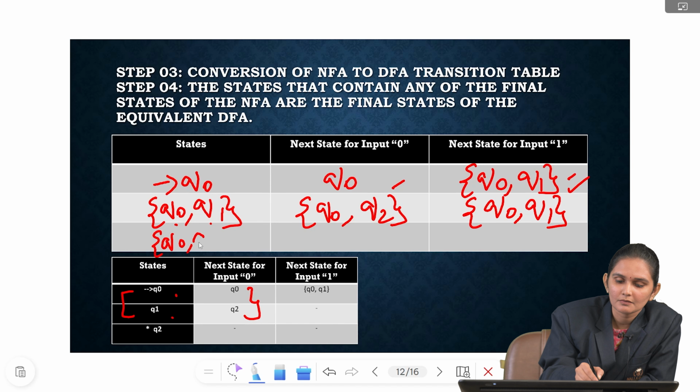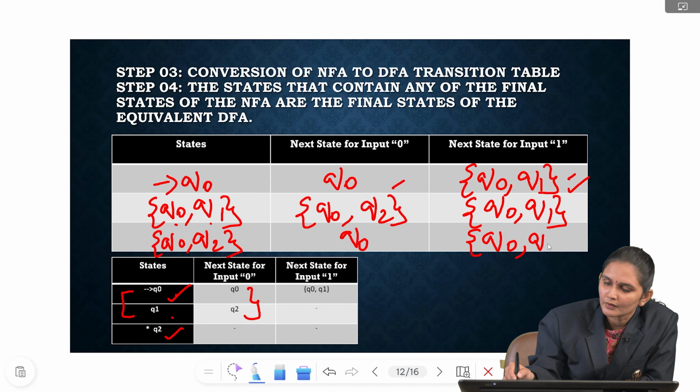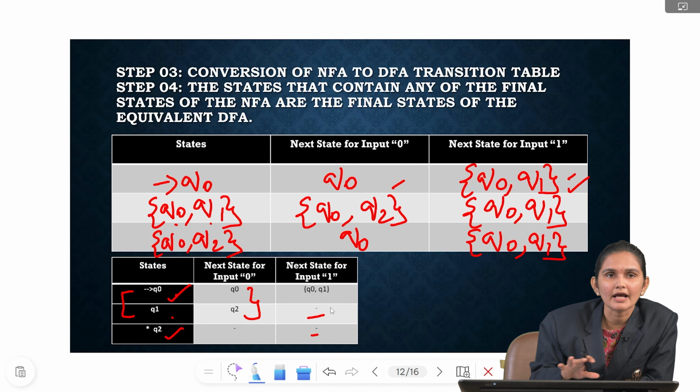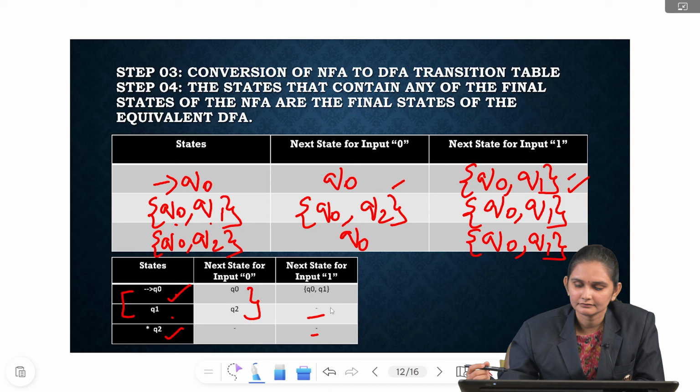Next, Q0, Q2. Q0, Q2 on 0, what is it becoming? Q0. Q0, Q2 on 1 gives Q0, Q1. If there is a null state, we don't need to write it; we don't need to include it in the set. So this is our converted DFA table.